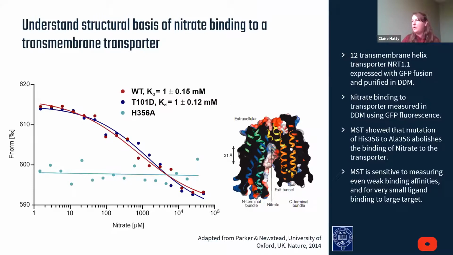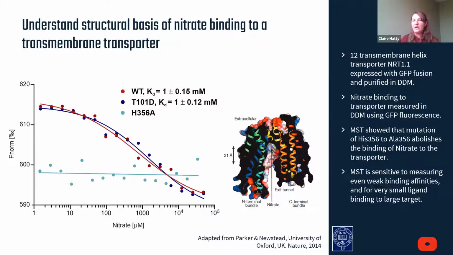And finally, just a couple of examples with membrane proteins as well. So here we have a study on the structural basis of nitrate binding to a 12 transmembrane helix transporter, the NRT 1.1. This is a proton coupled transporter, and it belongs to a family of membrane proteins that are responsible for nitrogen assimilation and nitrate transport in plants.